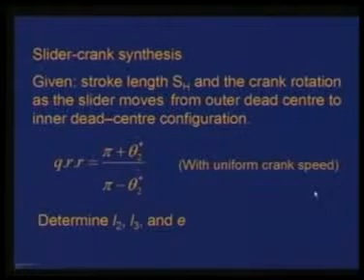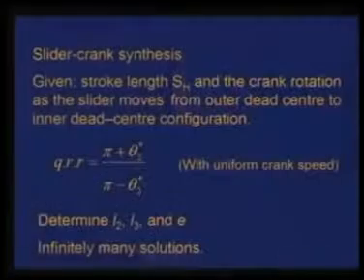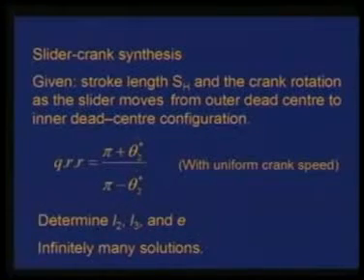The problem was to determine the three kinematic dimensions: crank length L2, connecting rod length L3 and the offset E. We have also seen that infinitely many solutions are possible if we leave all these three as unknowns. Then we showed that we can either determine L2 and L3 assuming E, or assuming L2 we can determine L3 and E, or assuming L3 we can determine L2 and E.